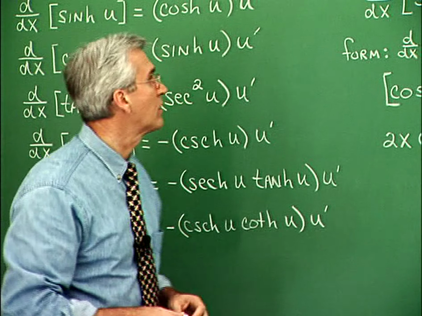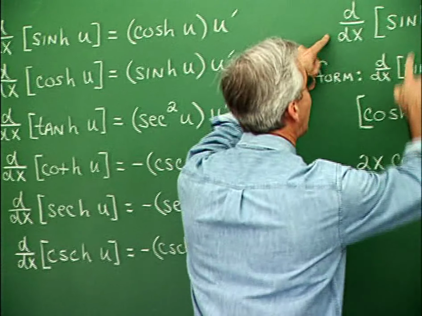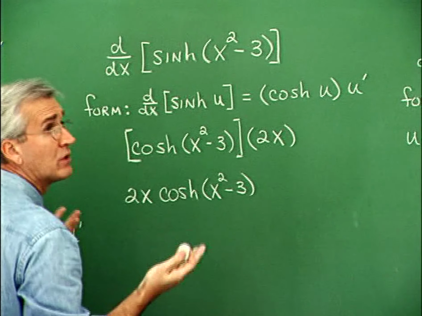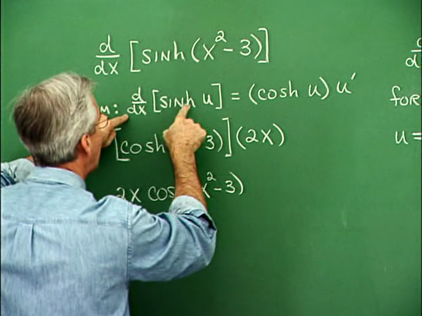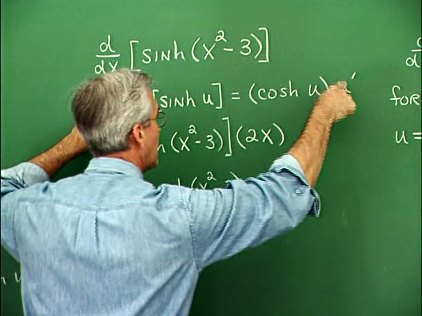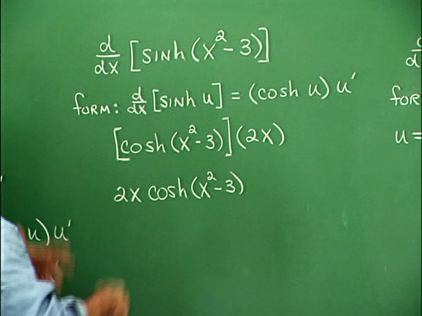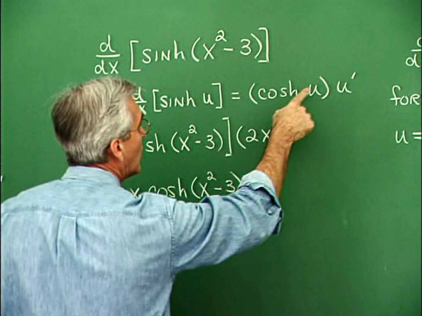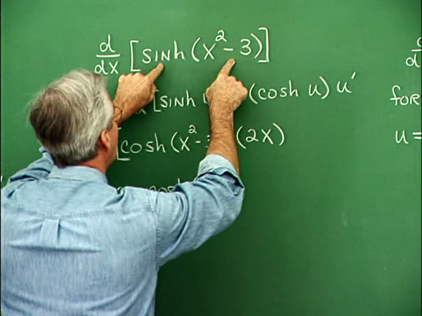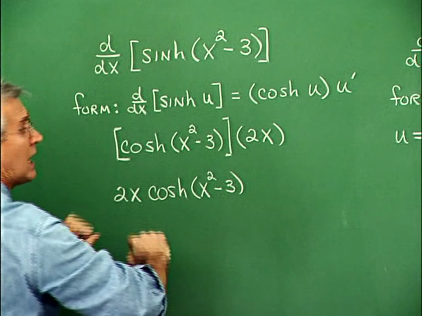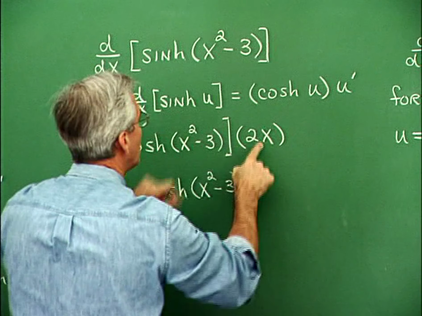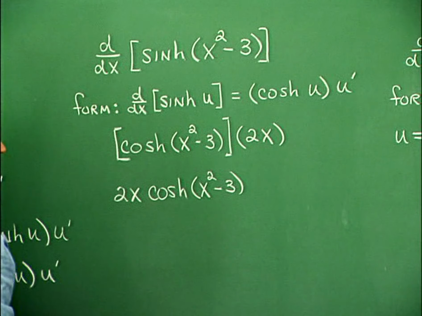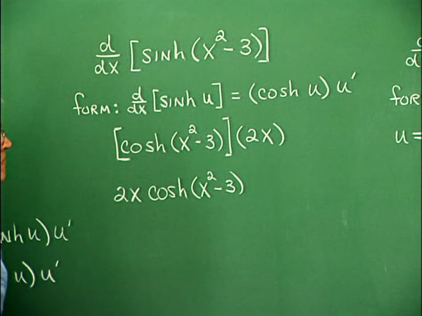So if you were faced with a problem like this, the derivative of hyperbolic sine of this expression, you would look over at the form and see that the derivative of hyperbolic sine is hyperbolic cosine times the u prime. Okay, let's meet that form. So the hyperbolic cosine of the expression times the derivative of the expression, which is 2x. And we'd probably write it as 2x times hyperbolic cosine of the expression.